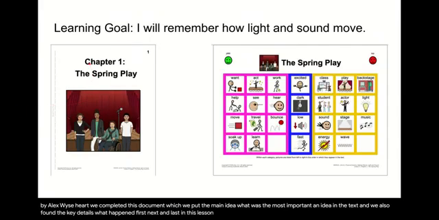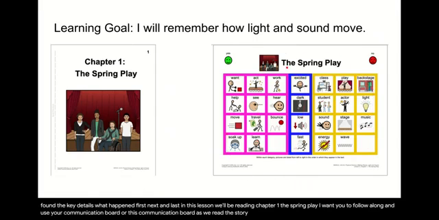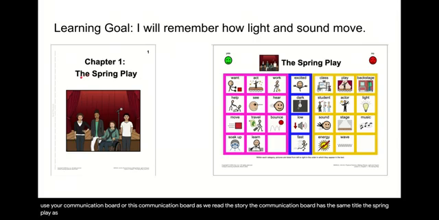In this lesson, we'll be reading Chapter 1, The Spring Play. I want you to follow along and use your communication board as we read the story. The communication board has the same title, The Spring Play, as our chapter title. The learning goal for this lesson is: I will remember how light and sound move.